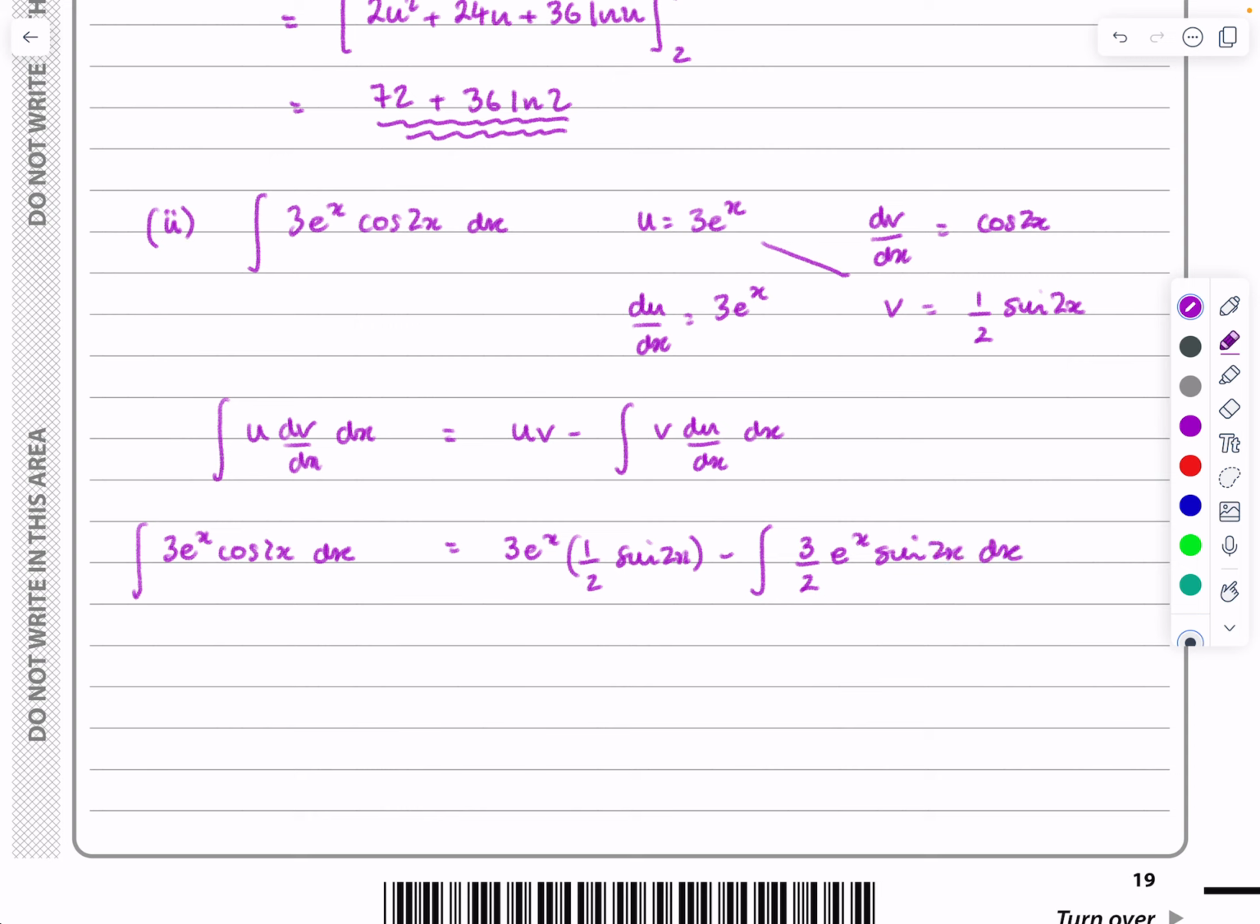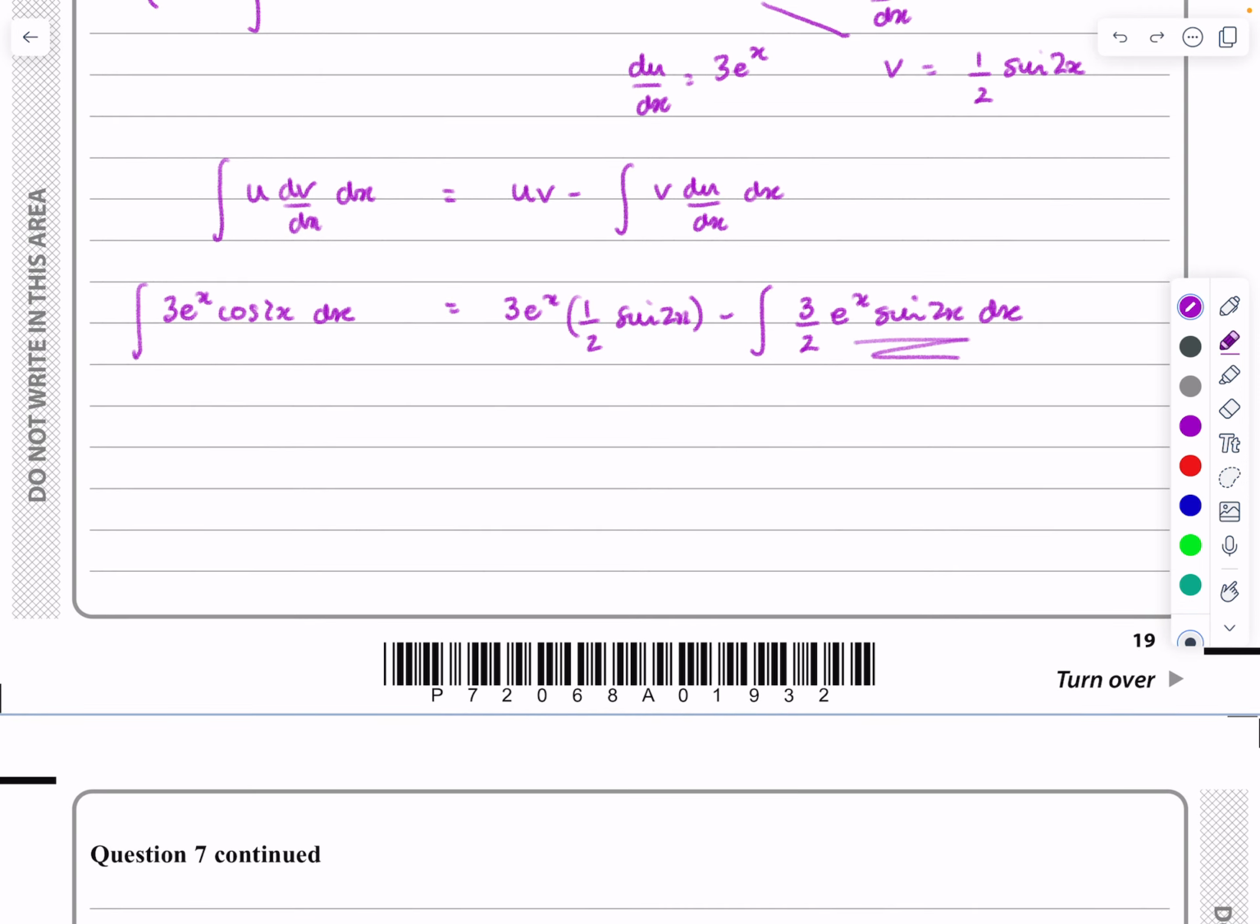What we're always hoping for with integration by parts is that this integral is now something I can do, or something a bit simpler. It's not at the moment, so I now need to focus on integrating this part here, which we're going to do by integration by parts. So I'm going to integrate e to the x sine 2x dx, just this part without the constant. I know that when I put it back into here, I'm going to need to do minus 3 over 2 lots of it, but we'll worry about that later.